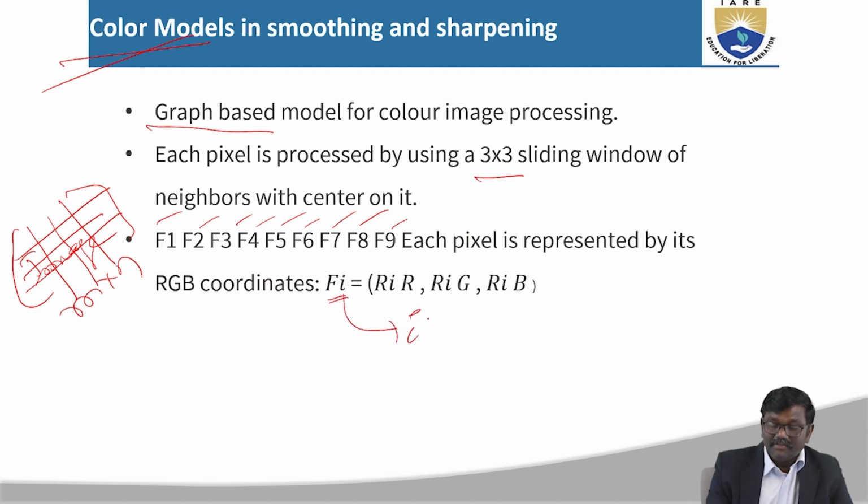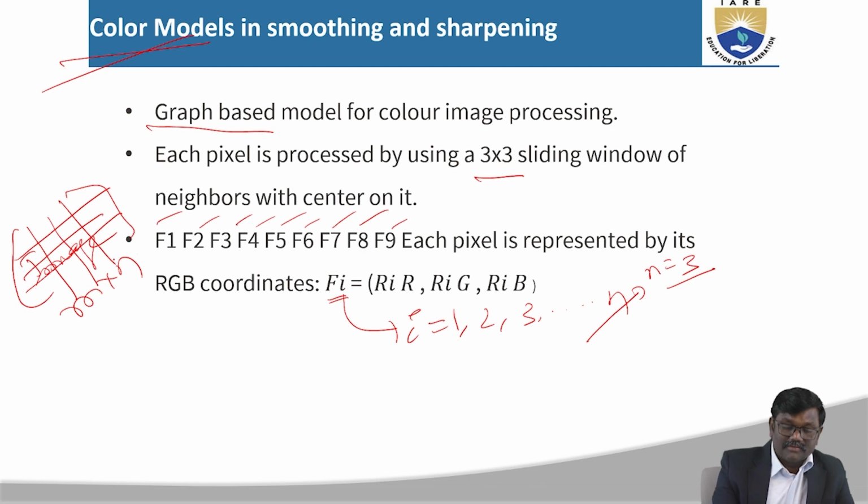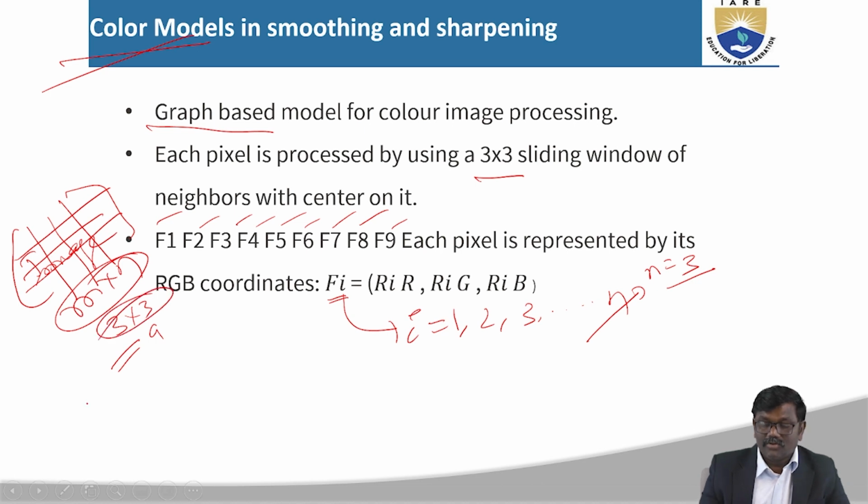What is i? Where i is equal to 1 to 3, and so on, up to n values. Here the n value is 3, the size being 3 into 3. How much is 3 into 3? It is 9. 3 threes are 9 values. So each pixel of your image is represented in terms of RGB coordinates as f suffix i equal to R suffix i. So what is the value which we are keeping here?